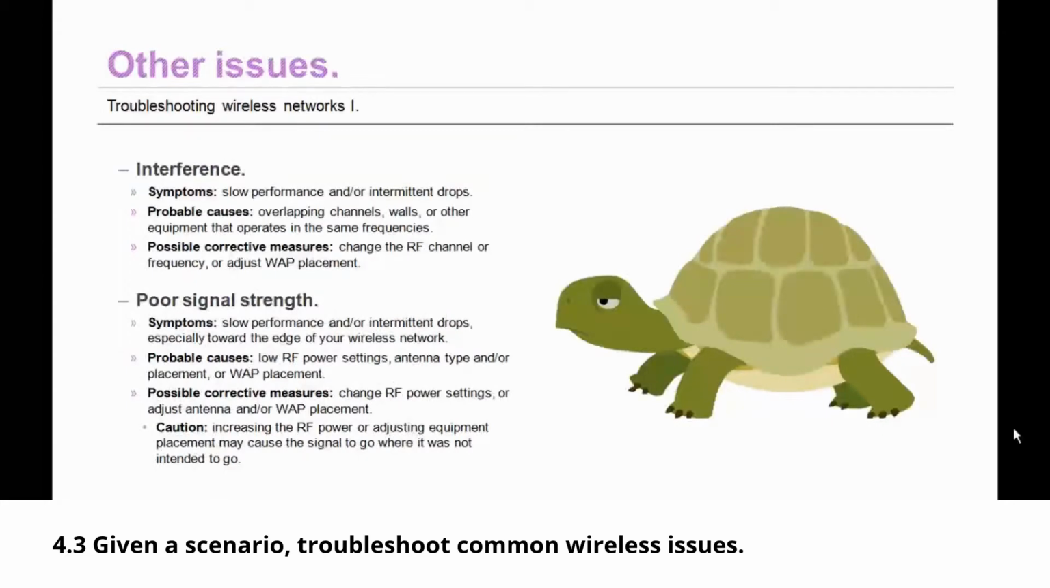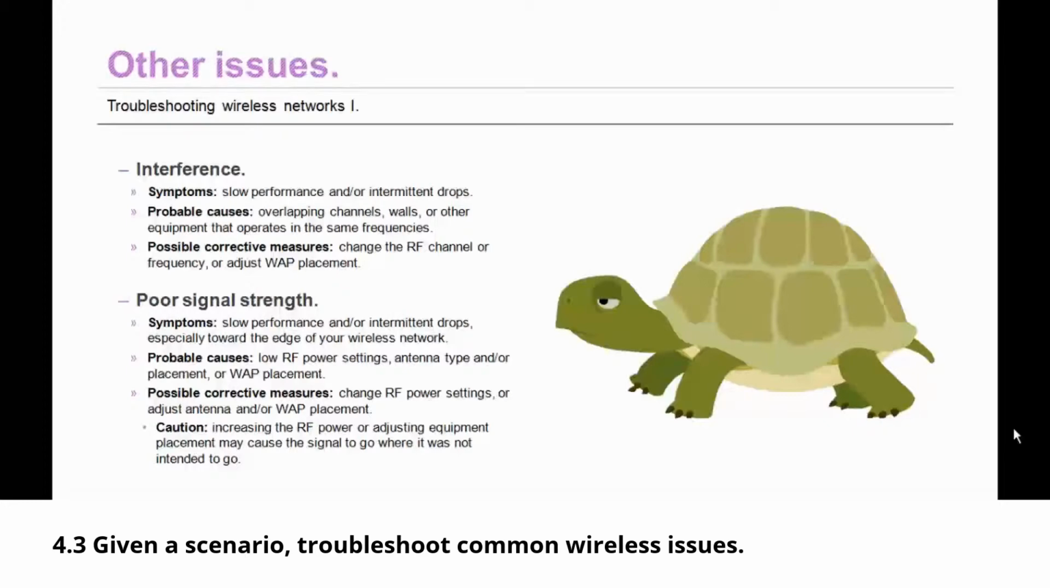Interference is a common issue on wireless networks. The symptoms include slow performance and/or intermittent drops. The probable causes can include overlapping channels, walls, or other equipment that operates in the same frequencies. Some possible corrective measures include changing the RF channel or frequency or adjusting the wireless access point placement.